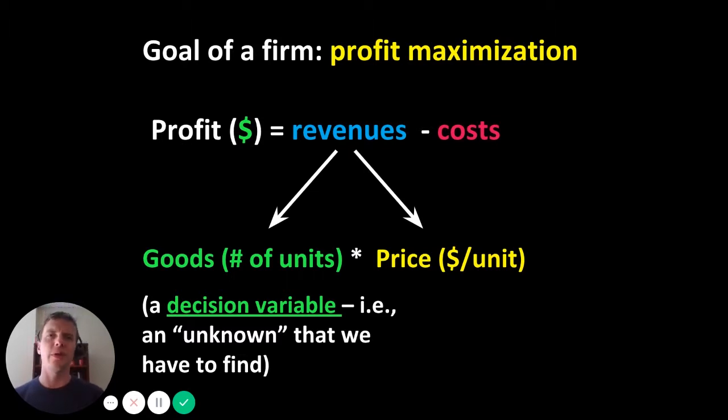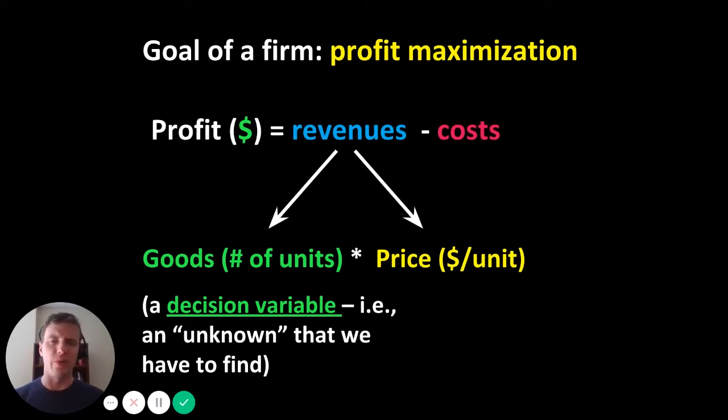So let's start with a foundational assumption, which is that the goal of a firm, the goal of an electric utility, et cetera, is to maximize profits. And so we're going to define profits as the difference between revenues and costs. So revenues would be money coming in, costs would be expenses or money going out. So revenues are a product of two things, at least in this simplified case: the number of goods that you produce and the price at which you can sell each one of those goods. And so we're going to assume today throughout that the price is known.